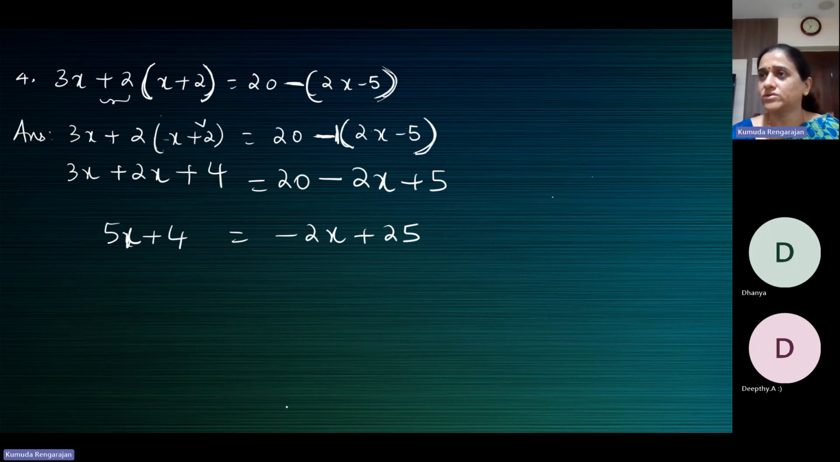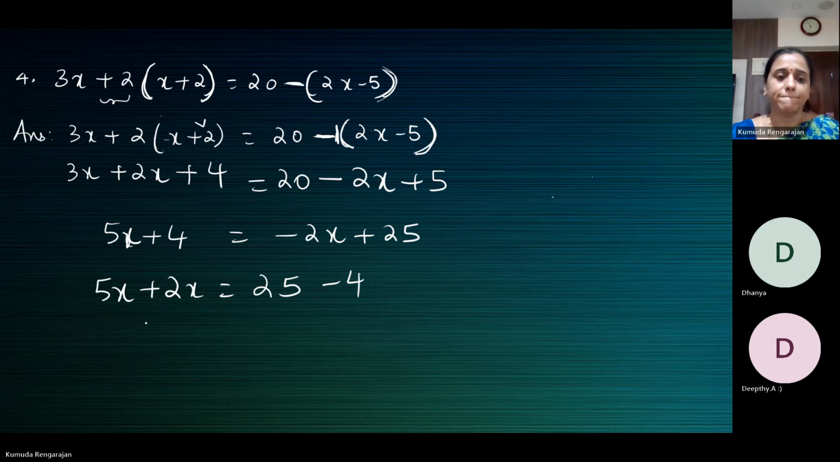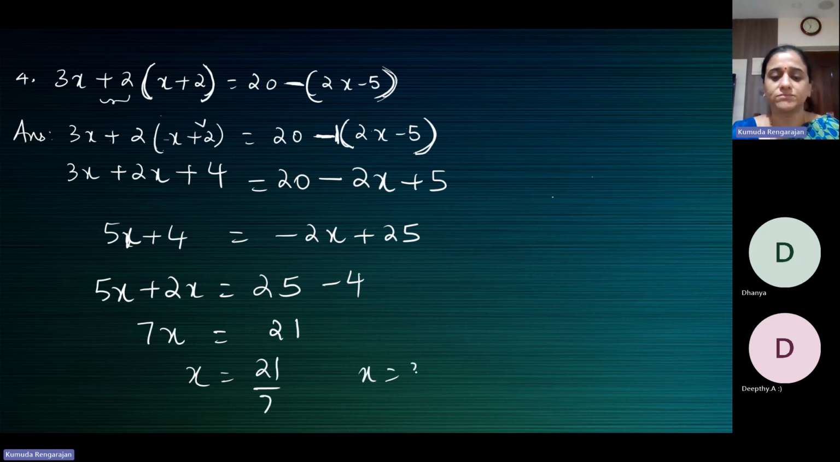Now transpose. 5x as it is. Who travels? Minus 2x from here to the left-hand side, plus 2x, is equal to 25 as it is, plus 4 on the other side, minus 2. So 7x is equal to 21. x is equal to 21 by 7. x is equal to 3.